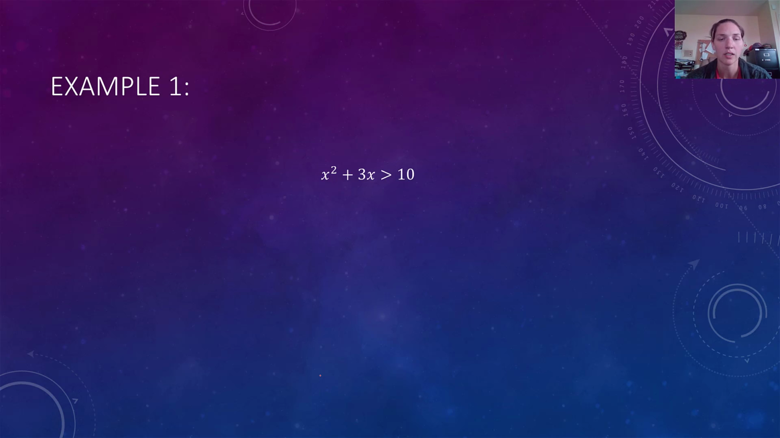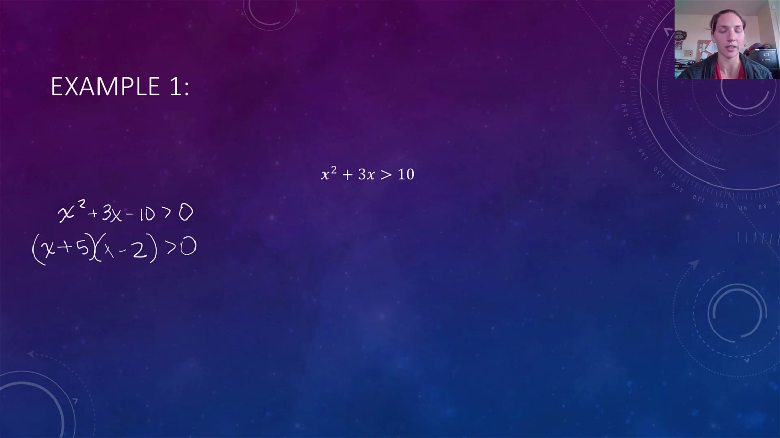Here's our first example. We have x squared plus 3x is greater than 10. So first step first, we have to move the 10 over. And then we need to factor. And in general, these will factor. Not always, but commonly these will factor. So my zeros are x equals -5 and +2. Okay, so now here's where our options come in.